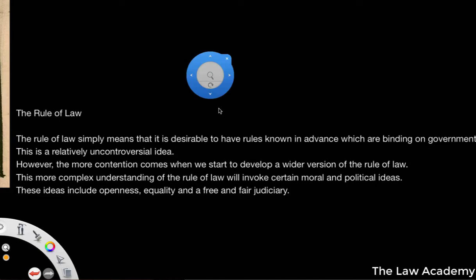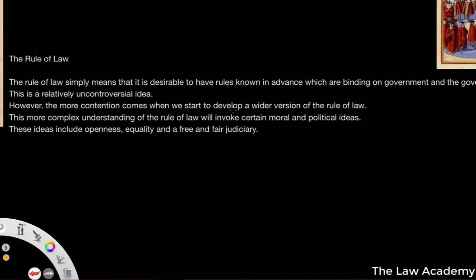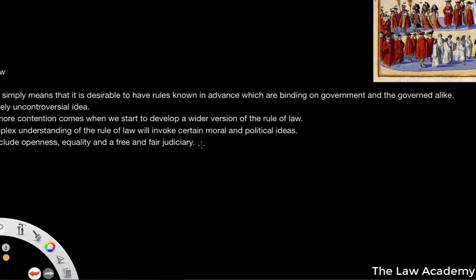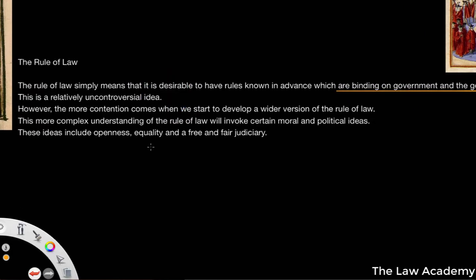Moving on then to the idea of the rule of law. The rule of law simply means that it is desirable to have rules known in advance that are binding on government and governed alike. Okay, so binding on the government and the governed alike. There should be rules in place. And this is a relatively uncontroversial idea. The more contention comes when we start to develop a wider version of the rule of law.